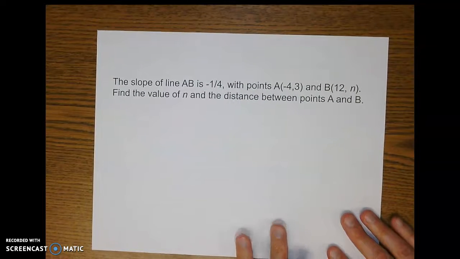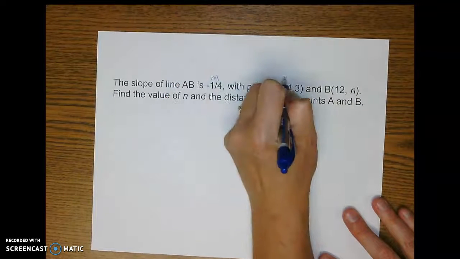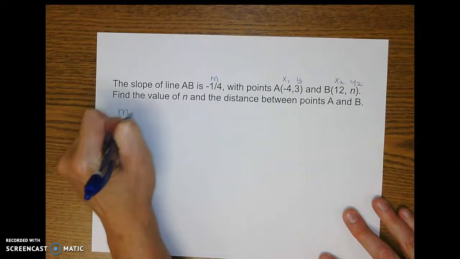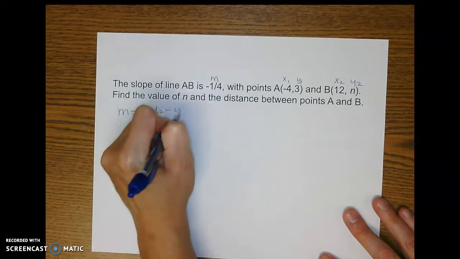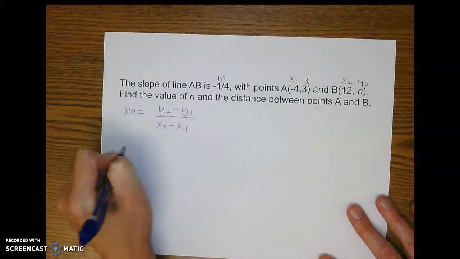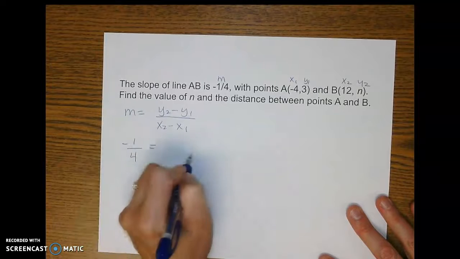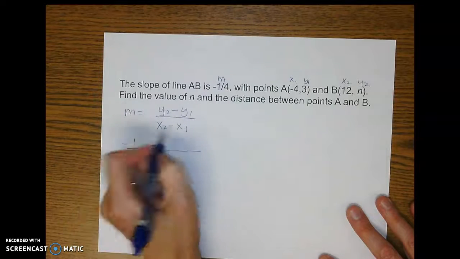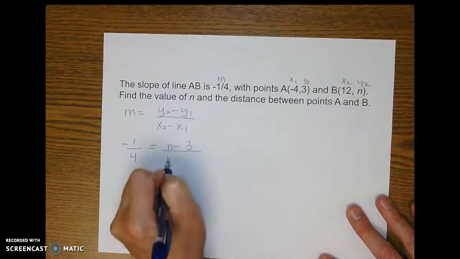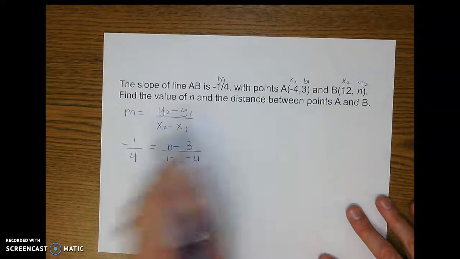This time we have -4 and 3 and 12 and n. So here's m, x1, y1, x2, y2. I like to write down my formula. Go ahead and fill it in. So -1/4, we're going to write it this way right away. So we got our proportion set up, all over n minus 3. And then 12 minus -4. Minus from the formula, negative from up here.